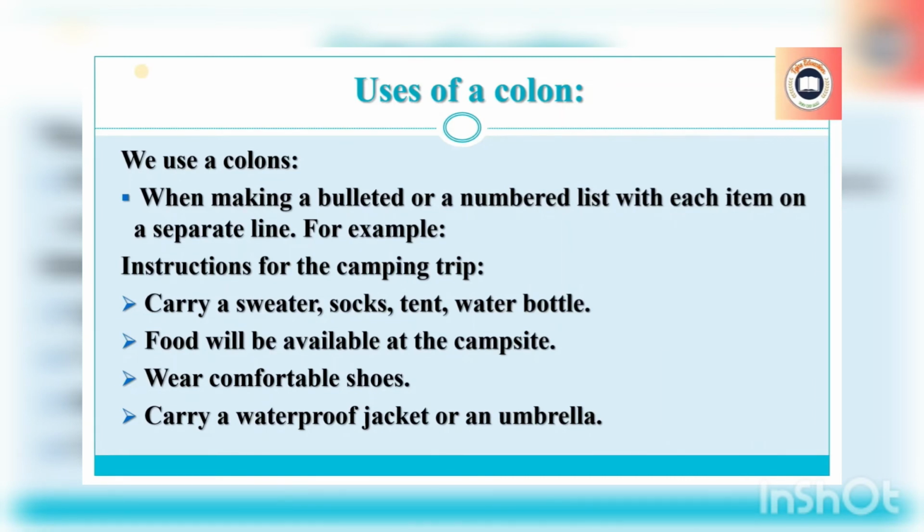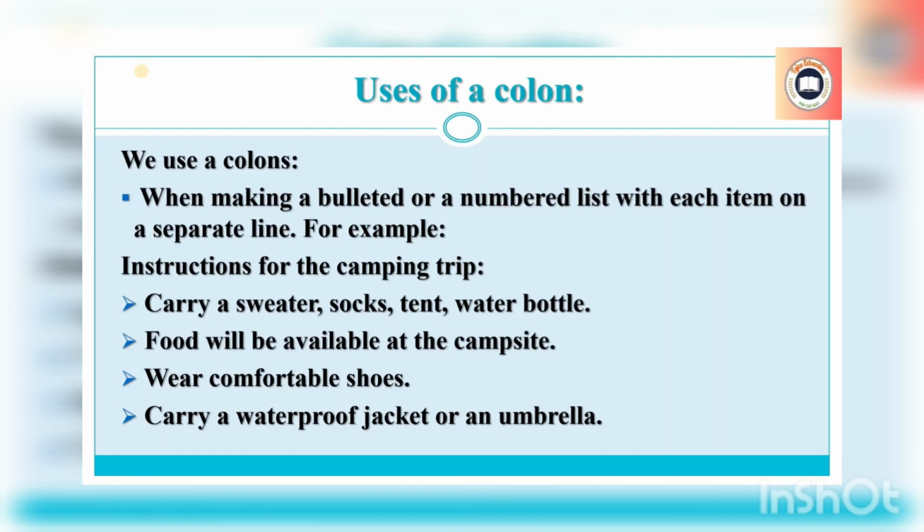So we use the colon while making a bulleted or numbered list where each item is placed on a separate line. And to understand this better, take a careful look at the example on the screen. So here you see there is a list being given. It says instructions for the camping trip, right? And then it goes on to list the 4 instructions on separate lines, and pay attention to the way in which it is presented. So after the line instructions for the camping trip, I have placed a colon and then I have listed each instruction on a separate line.